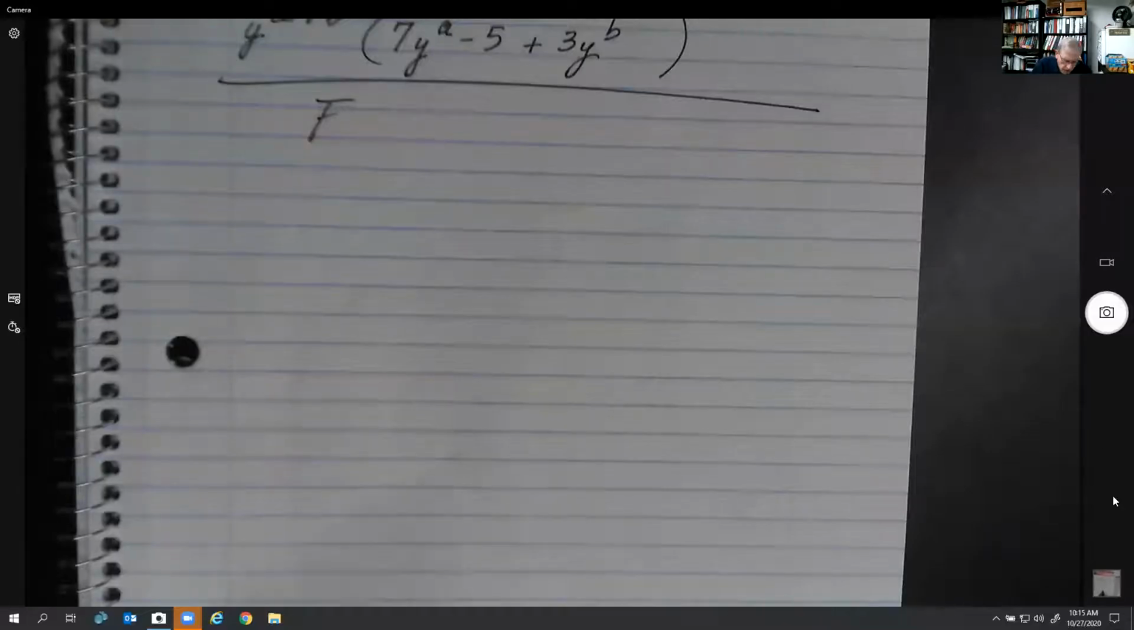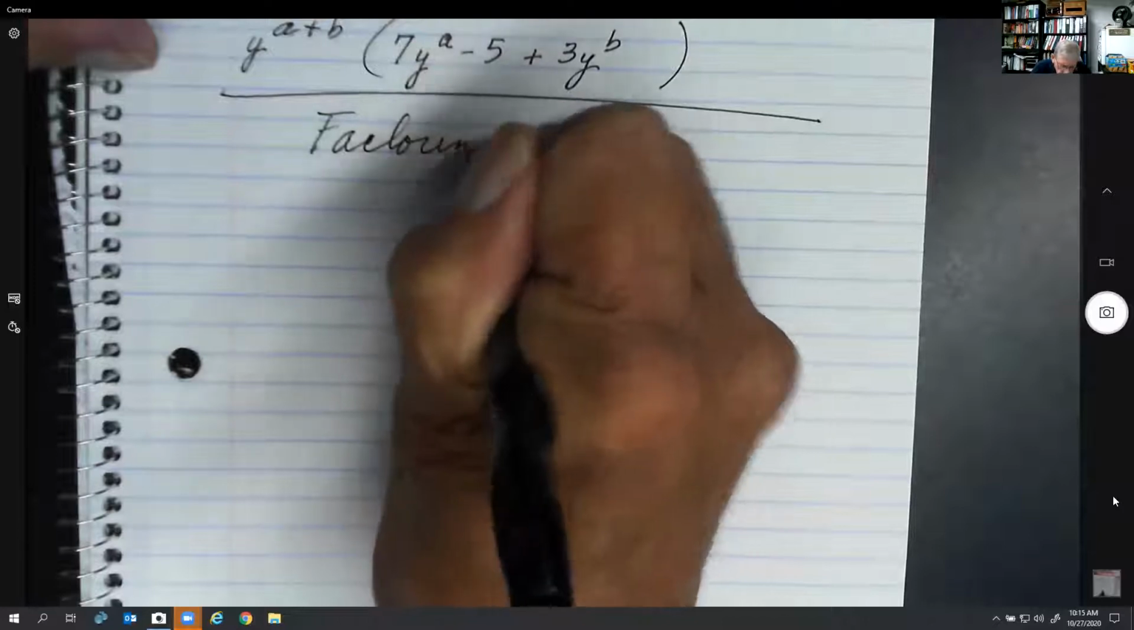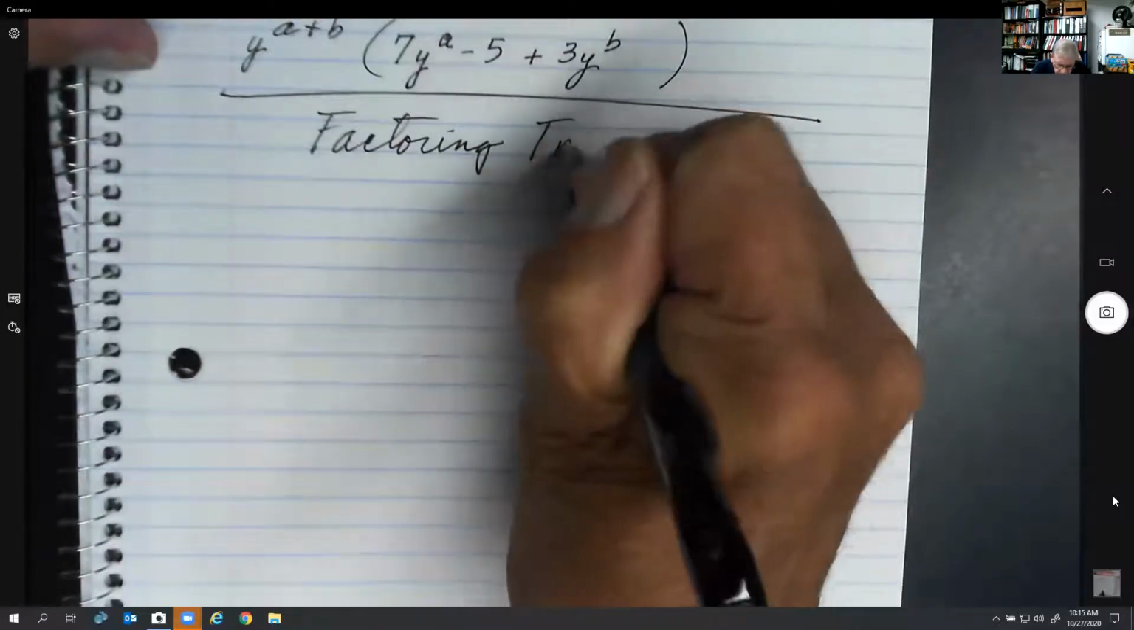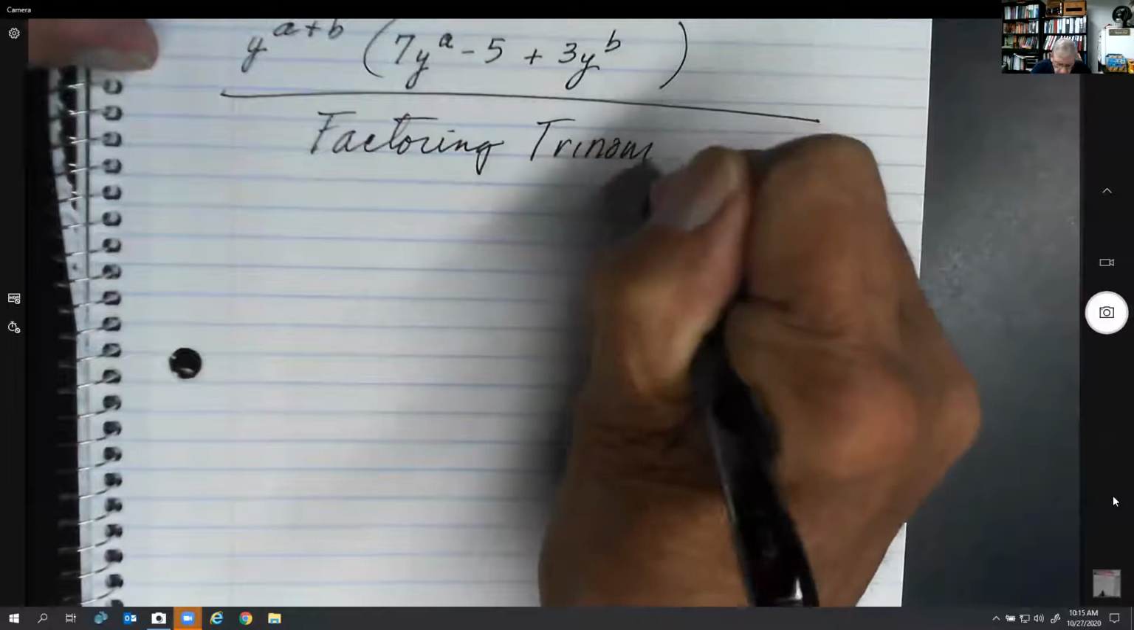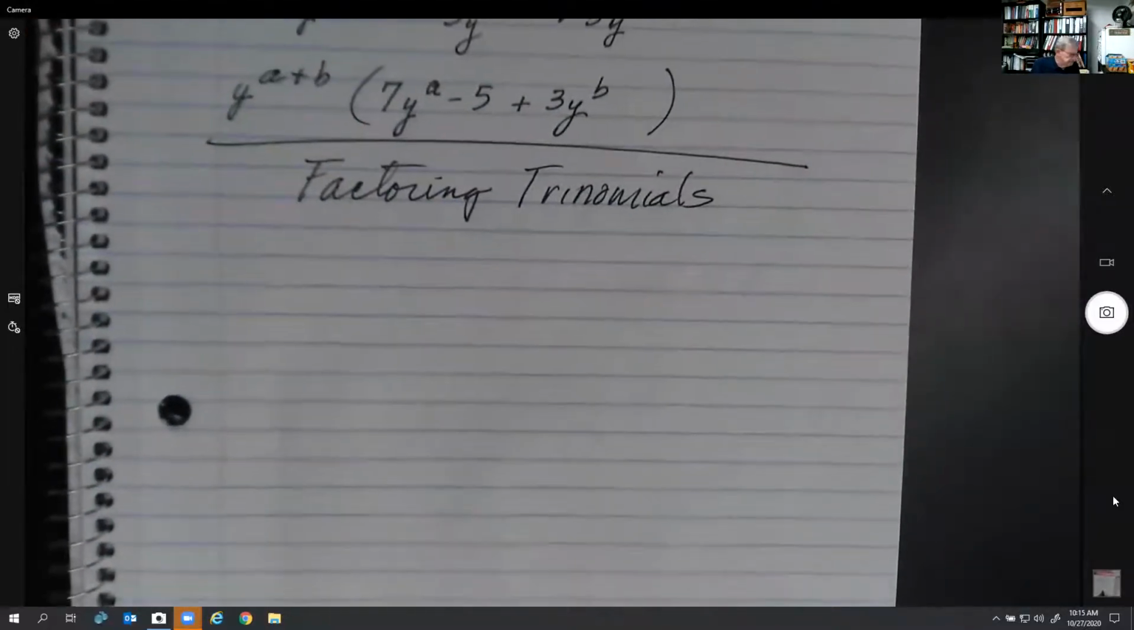Okay, so we're going to talk about factoring trinomials. And I'm going to show you two different methods to do this. The first method, let's grab a trinomial. Let's try one right here.